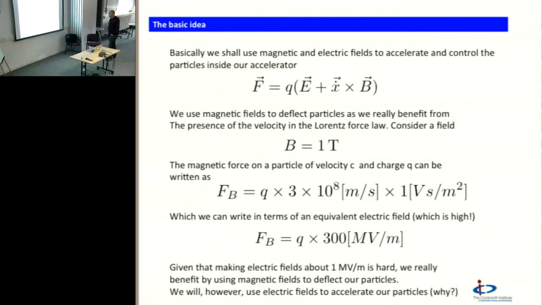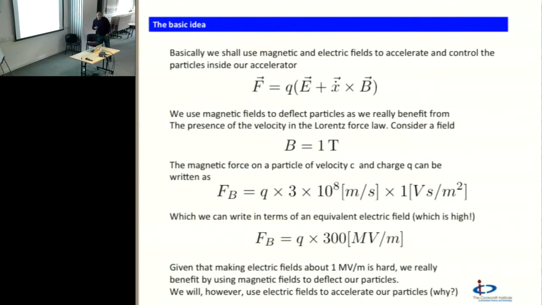So the 1 Tesla field from a magnet has given us an equivalent bending force to what we would get from a 300 megavolt per meter electric field. And making fields of 1 megavolt per meter is very, very hard. So 300 megavolts per meter is very, very difficult. So deflecting particles with a magnetic field is really efficient because of the presence of the velocity in the Lorentz force law. So in accelerators, we normally use B fields to deflect, guide, focus, and correct, because it's very efficient.